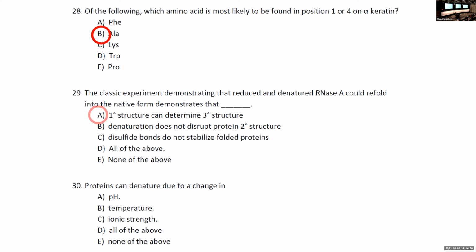29, A, and 30, D. It's all of them. Pretty much everything can affect the protein structure.